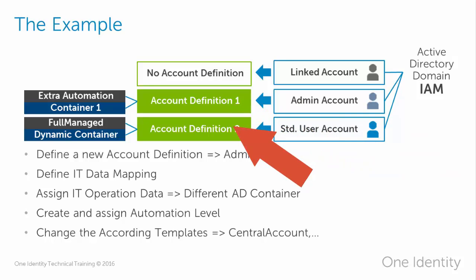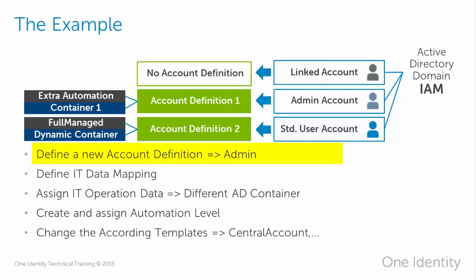Additional to this, we want as well to link an account that already exists in Active Directory to the person object, just without using any automation level. Our automation level, as well as the IT data, should be configured for the account definitions we have defined before, and we want to configure all of this to show you as many functionalities as possible.